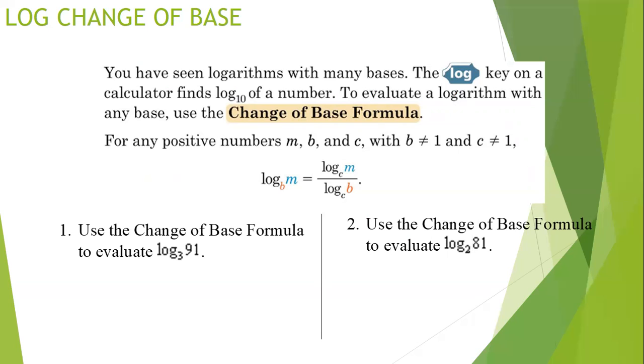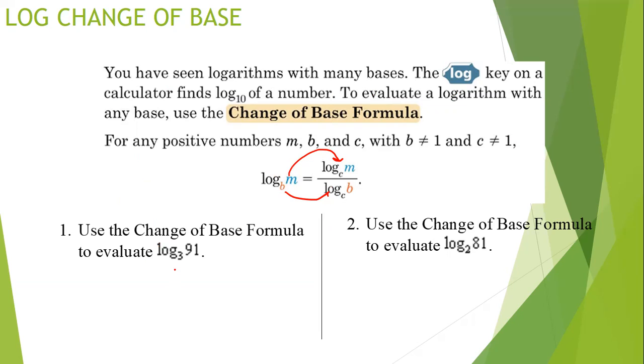All right, so we have here log base b of m. And so with log base b of m, the change of base formula is saying that you're going to take the log of the number and divide it by the log of the base. So you're taking the log of the number and dividing it by the log of the base to find its answer. And that's how the formula works.